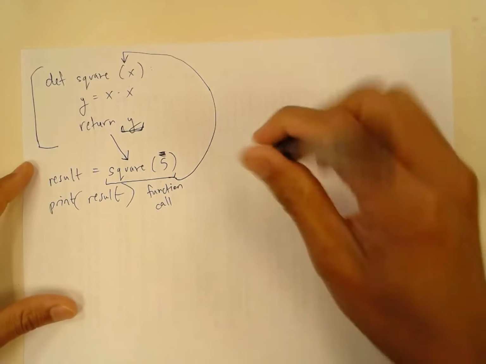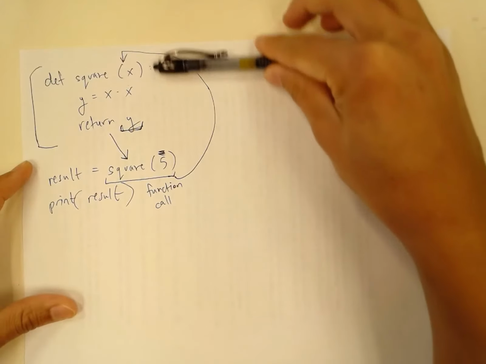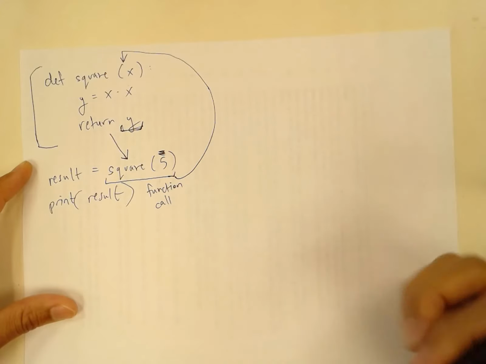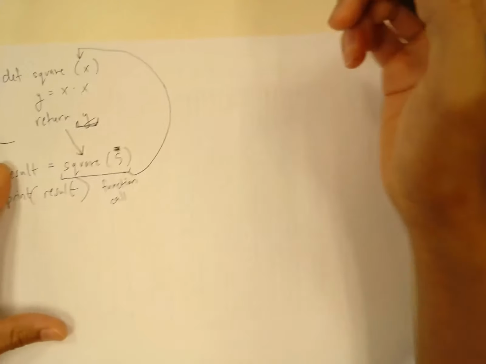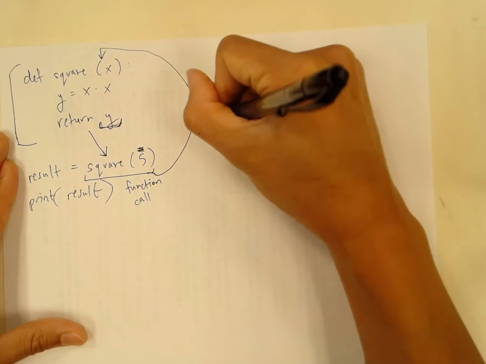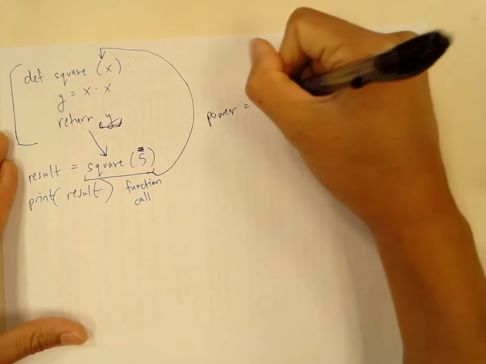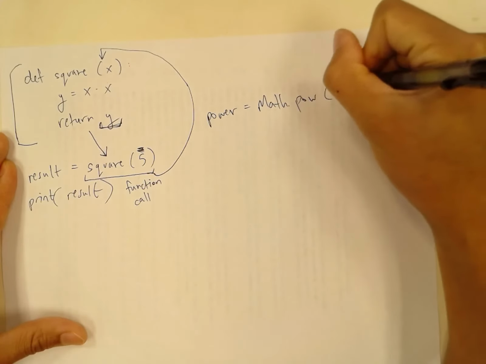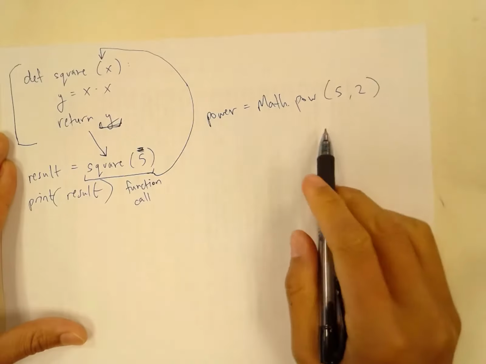And so we are now starting to define our own functions. But this concept is something that you should understand, because we've already played around with this, right? And when did we play around with it? We did it when we did something like this. We said power is equal to math.pow, and we give it like a 5 and a 2, right?